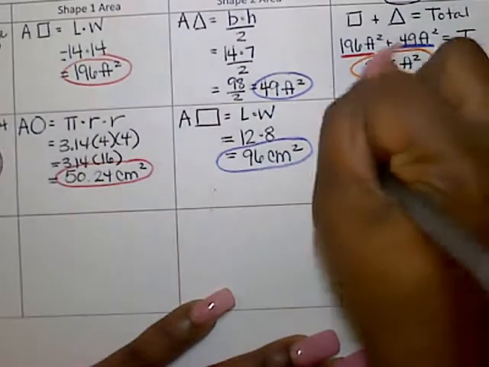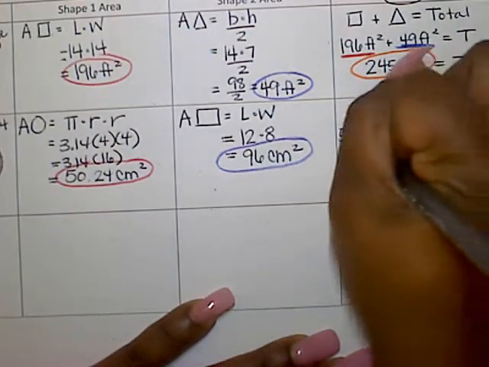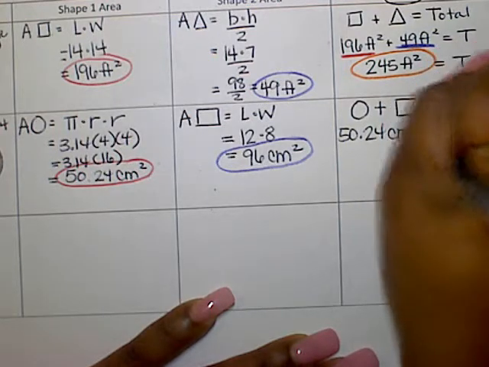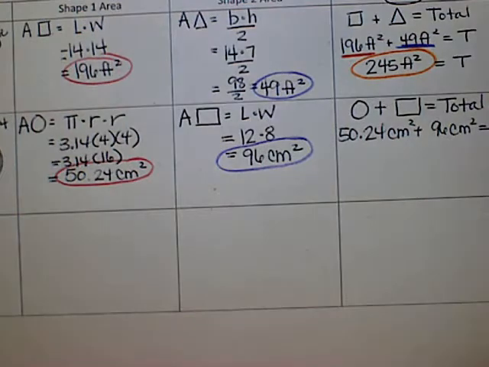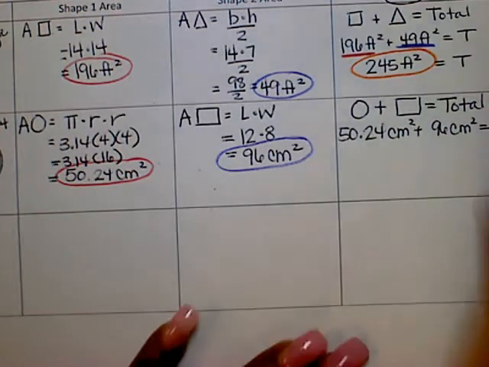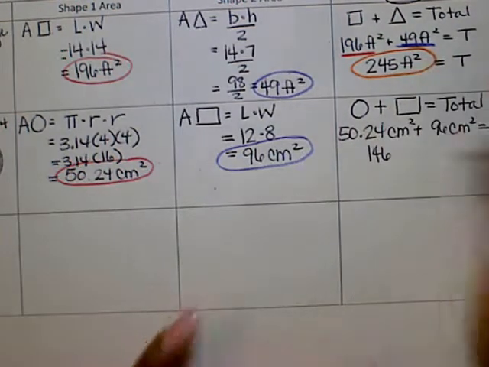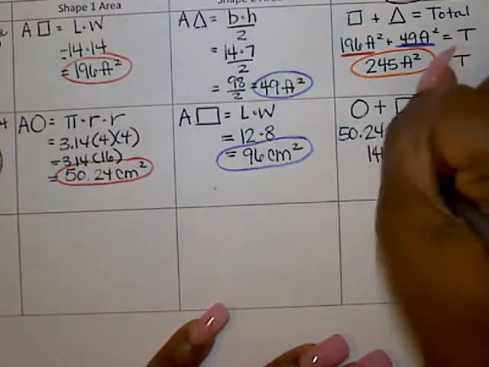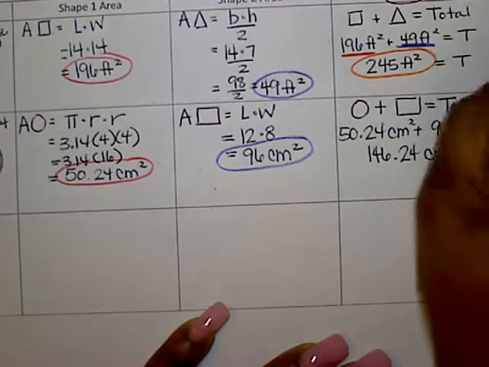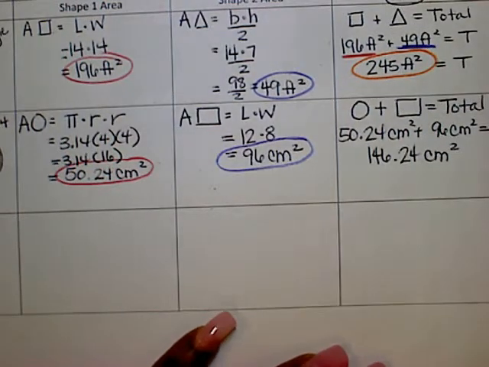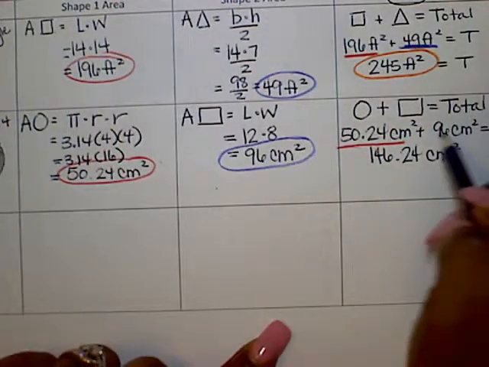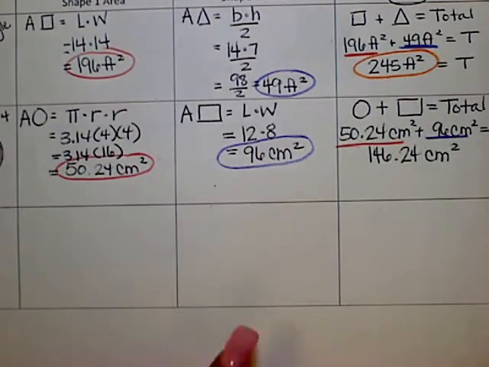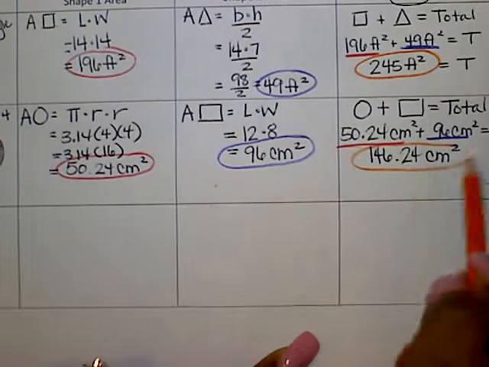So that's 50.24 centimeters squared plus 96 centimeters squared equals T. We're just going to add those together. And we get 146.24 centimeters squared. So again, we took the circle answer, took the rectangle answer, and got our total answer.